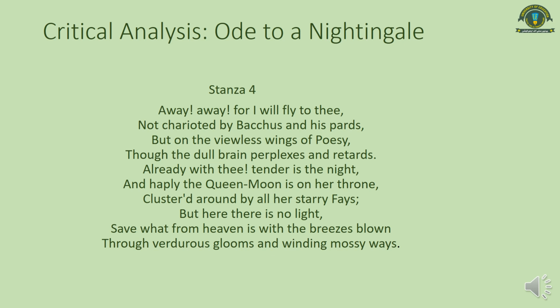And again, he's using his high-quality imagination. He says the queen moon is shining, and the stars are dancing around her like fairies. So again, this is his imagination. He has not seen the moon there. He's just thinking about the nightingale's sound, but he's assuming all this stuff. He can also see the light coming through the vegetation of the forest. So this is his imagination.